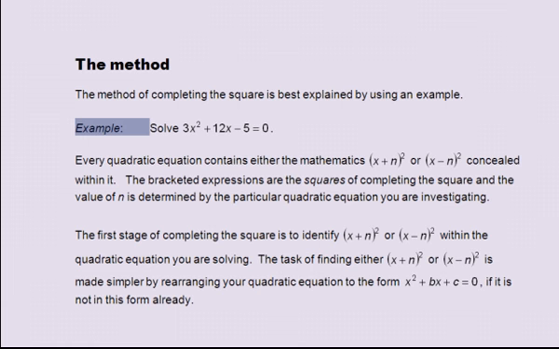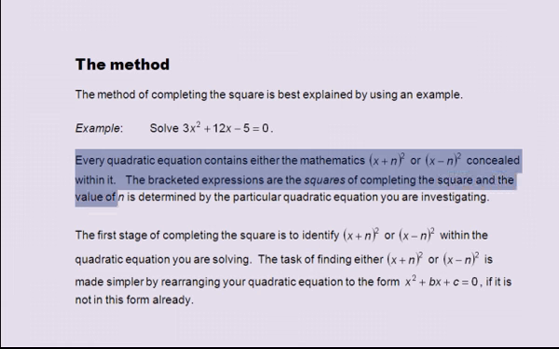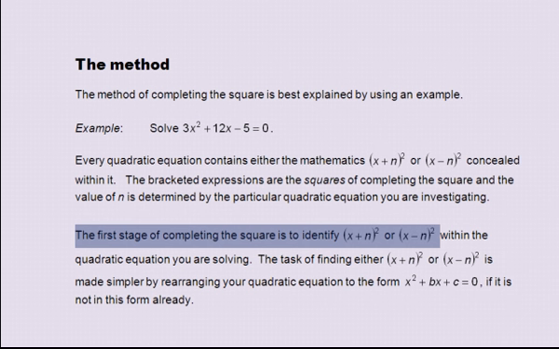Here it is. Solve 3x squared plus 12x minus 5 equals 0. Every quadratic equation contains either (x plus n) all squared or (x minus n) all squared concealed within it. The bracketed expressions are the squares of completing the square, and the value of n is determined by the particular quadratic equation you are investigating. The first stage of completing the square is to identify (x plus n) all squared or (x minus n) all squared within the quadratic equation you are solving.